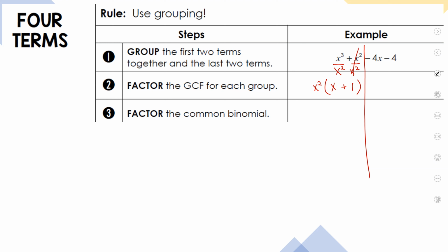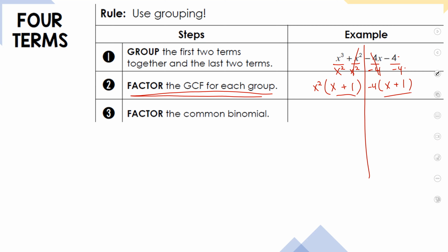Okay, now let's do the other side. We're still in step 2. Factor the GCF for each group. So let's do this group over here. What can these both be divided by? -4. So -4 goes on the outside. And what remains? Yep, X. Well, what's -4 divided by -4? Plus 1.